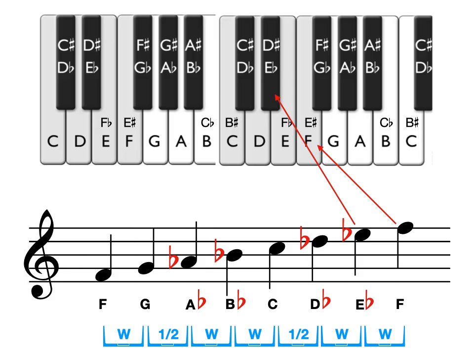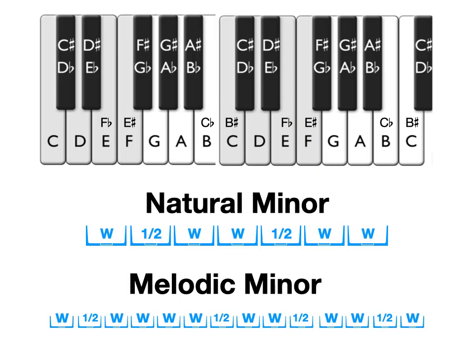Let's look at the comparison of melodic minor intervals and the natural minor. So we have, for the natural, whole step, half step, whole step, whole step, half step, whole step, whole step. Melodic minor is different. We have a whole step, half step, whole step, whole step, whole step, whole step, half step.